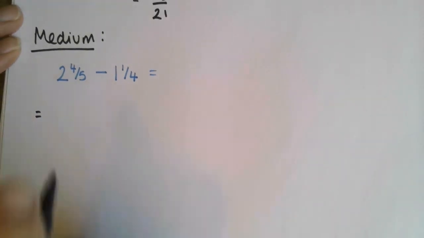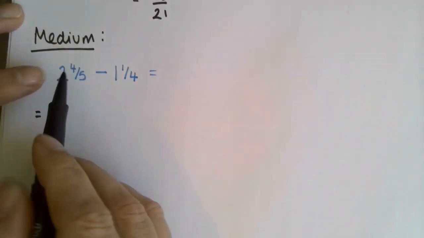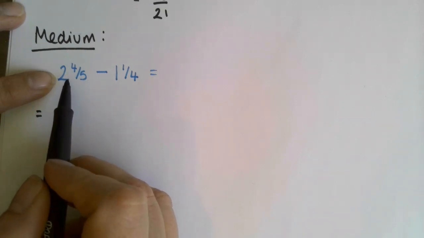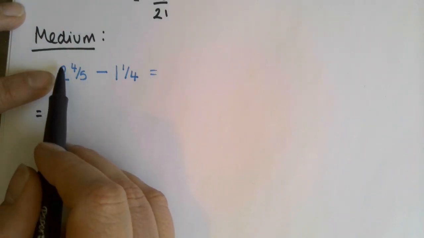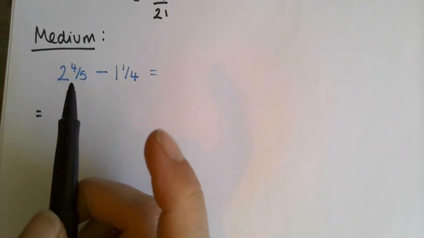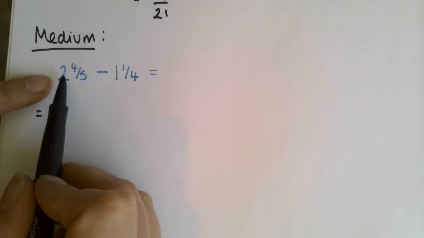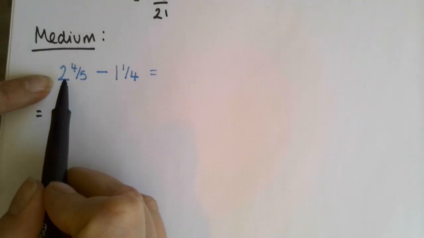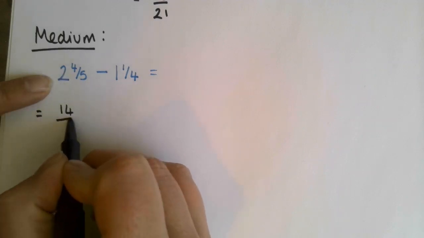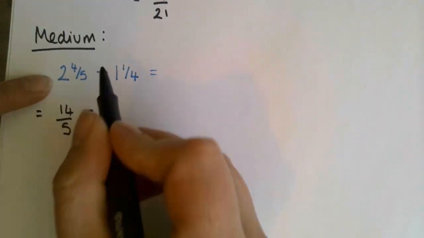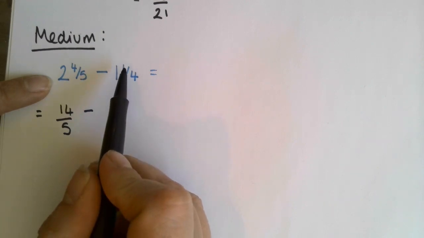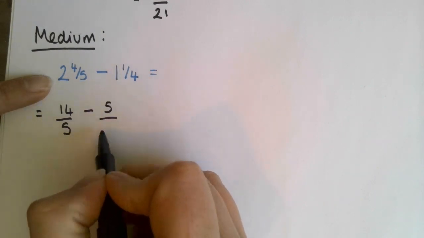But 2 and 4/5. To change it out of a mixed number into a top-heavy fraction, think about how many fifths, because we're dealing with fifths here, are in 2. Well, in one whole there's 5, so in 2 there's going to be 10. So this 2 is 10 fifths. Plus we've got these 4 here, so that's 14 fifths altogether. Minus 1 1/4. There's 4 quarters in 1, plus we have 1 here, so that's 5. So that's minus 5 quarters.